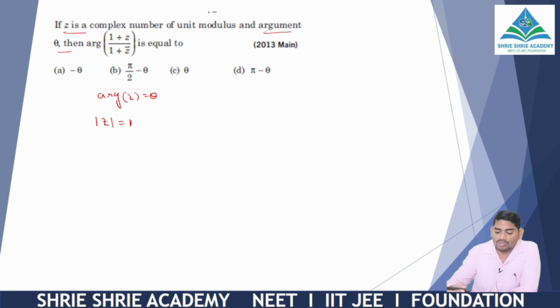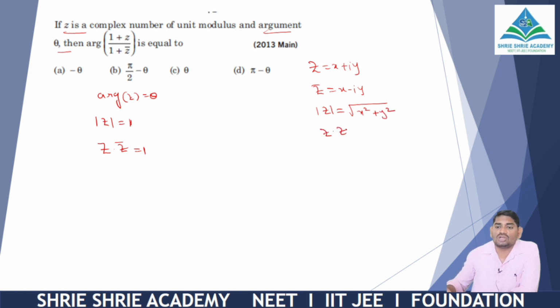Students, you may remember one property here. Modulus of Z squared we can also write as Z into Z bar, which is equal to 1. How is the magnitude of Z related to Z into conjugate of Z? Now, suppose Z is equal to x plus iota y and its conjugate is x minus iota y. So what is the modulus of Z? Root over x square plus y square.